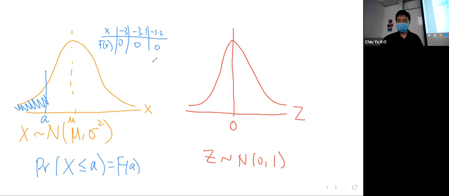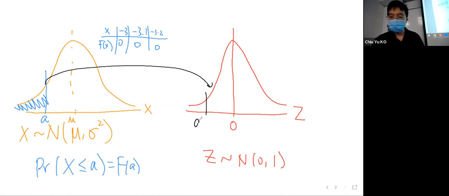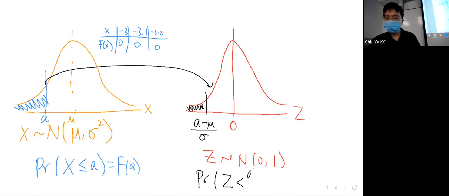So here, that's why things come handy, because I can transform this into here. Okay, I can transform this: A minus mu over sigma, okay? And this area and this area are the same. So I just need to find this guy: Z is less than A minus mu over sigma.